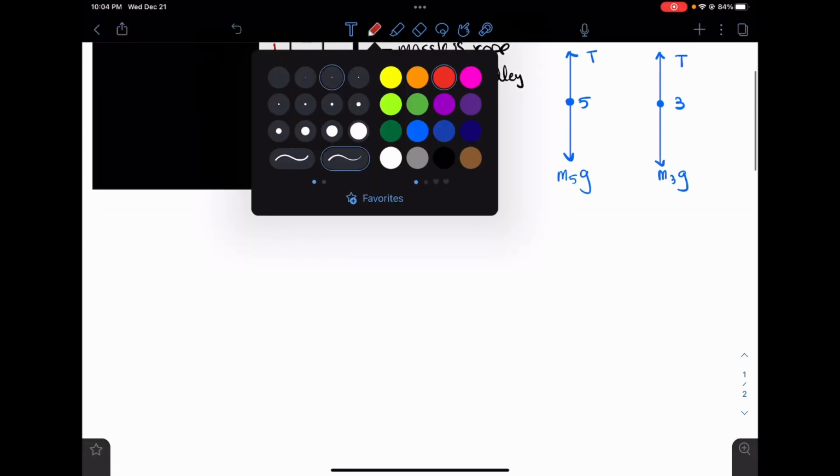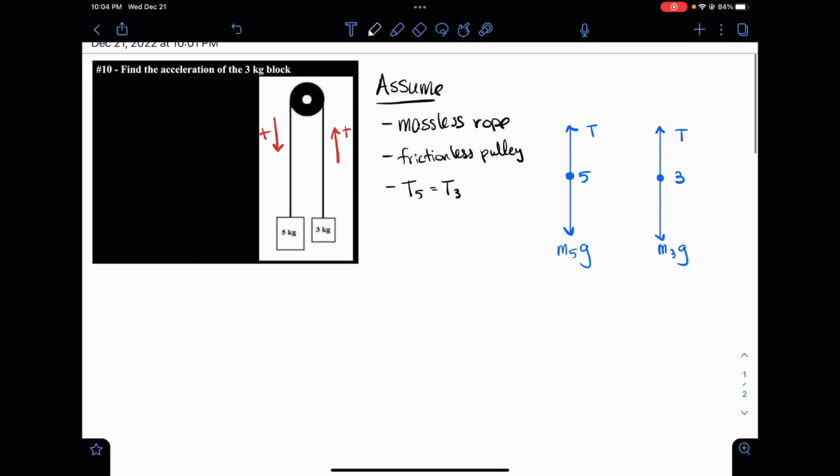block. A few assumptions that we've made: the rope is massless, which makes all of our math simpler, and the pulley is frictionless, and that means we're not going to lose any energy as the rope's going around the pulley.